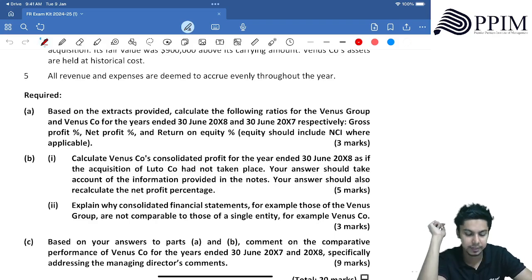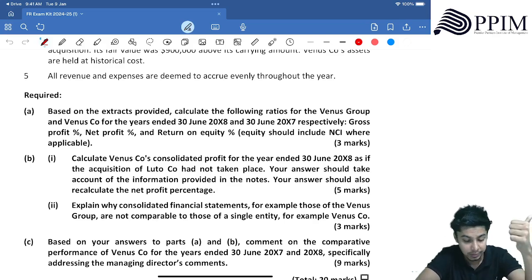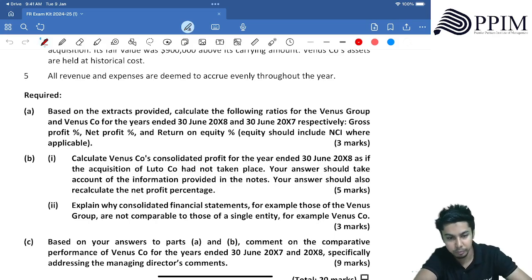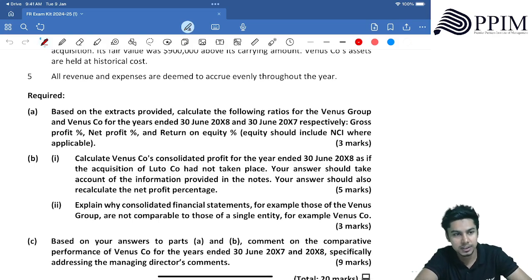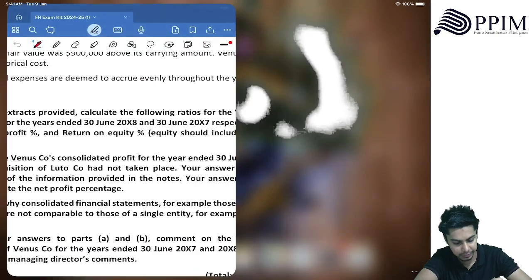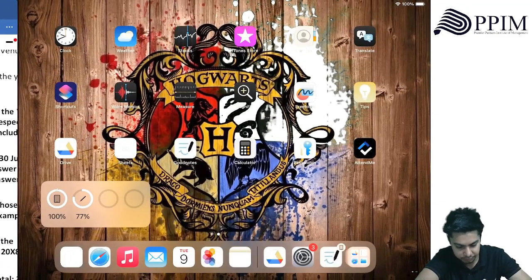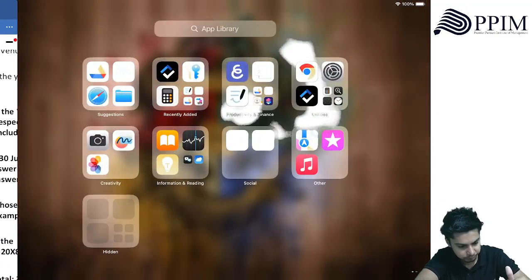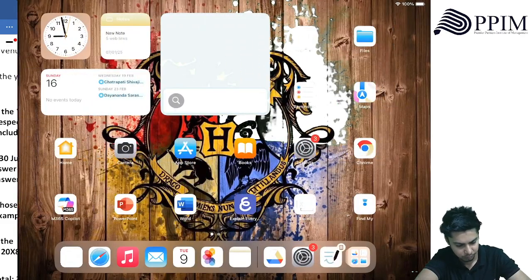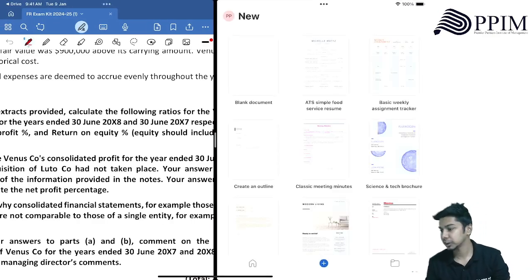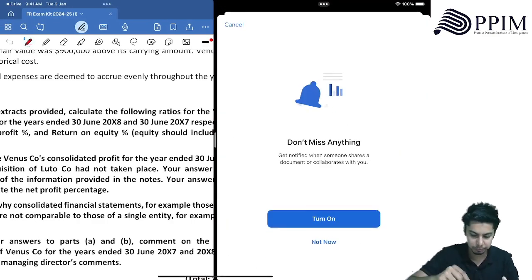So they're asking us two types of ratios. First, they're asking gross profit percentage, net profit percentage, and return on equity percentage. So three ratios they're asking from you. Let's quickly have the equations ready. In your book, can you put the heading over there, open a MS Word. Question number 443.